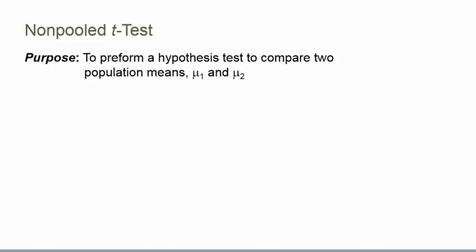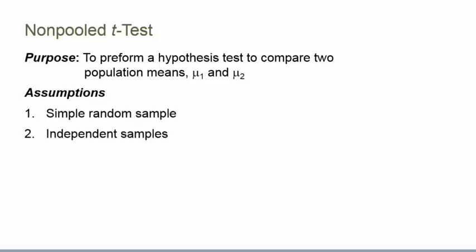Non-pooled t-test. Purpose: to perform a hypothesis test to compare two population means, mu sub 1 and mu sub 2. Assumptions. 1. Simple random sample. 2. Independent samples. 3. Normal population or large sample.